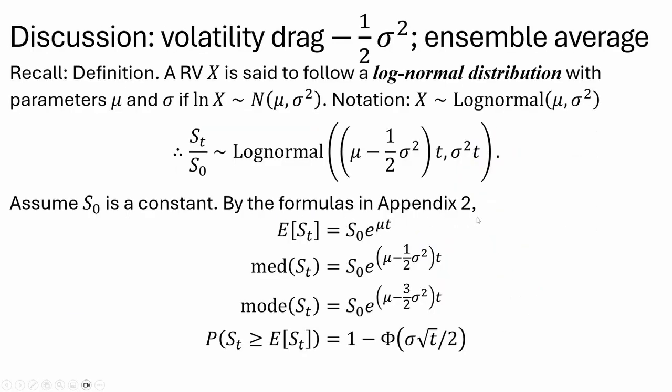And from those formulas in Appendix 2, we can show that the expected value of S_t is the same as the deterministic growth. And in fact, the median is the typical path. So the moral of the story is, when analyzing the behavior of a stock, look at the median performance, not the average. We can also derive the mode behavior and the probability of exceeding the mean. Here phi is the standard normal CDF, and as we can see, when t gets larger, it becomes harder and harder to beat the mean return.